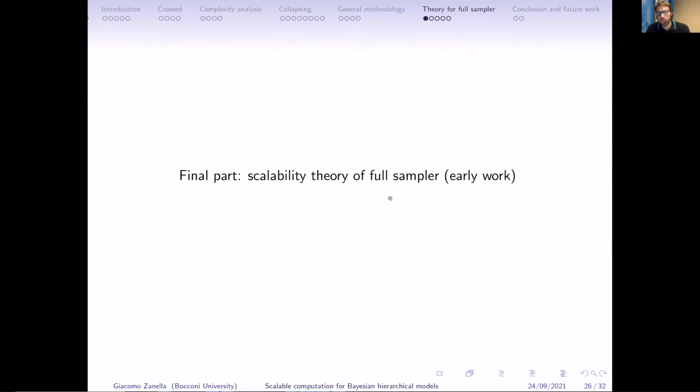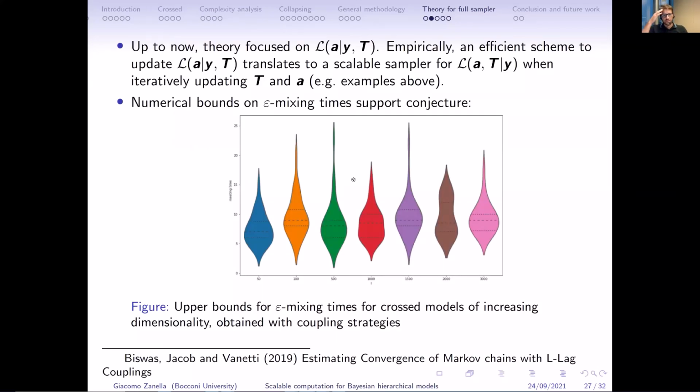Finally, to conclude, I still have time. We want to spend 5 minutes on some ongoing work on the scalability of what I refer to as the full sampler. Up to now we have done theory focused on the conditional update of A, the high dimensional regression parameters given Y and T. And what you observe empirically is that when you are able to do that efficiently, typically the whole sampler, which alternates the update of regression parameters and precision hyperparameters, mixes well.